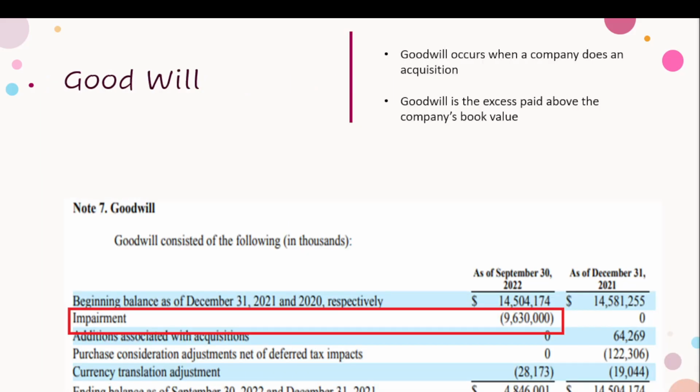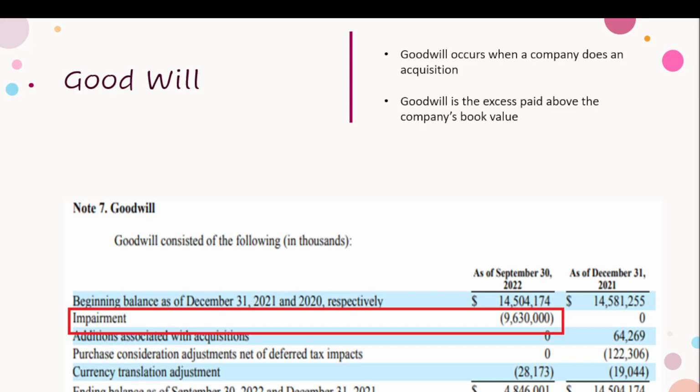All right, so goodwill. Like we said, goodwill occurs when a company does an acquisition. Now, goodwill is the excess paid above the company's book value. I'm not 100% sure how they go about determining the company's book value, but I would assume that the company that is purchasing the other company would bring their own valuation specialist to reevaluate all of the company's assets and liabilities, come up with this net asset figure, and that is what they're essentially putting down as the book value of that company. And then everything that they pay in excess, that's going to be booked as goodwill.